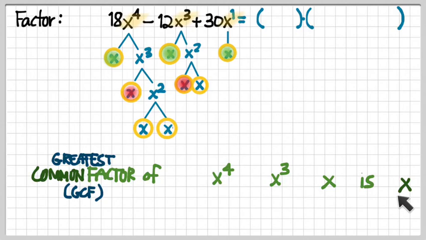Does anyone, by the way, see a shortcut? Without having to write this factor tree every time, how could I have looked at these three monomials and known that x is the greatest common factor?